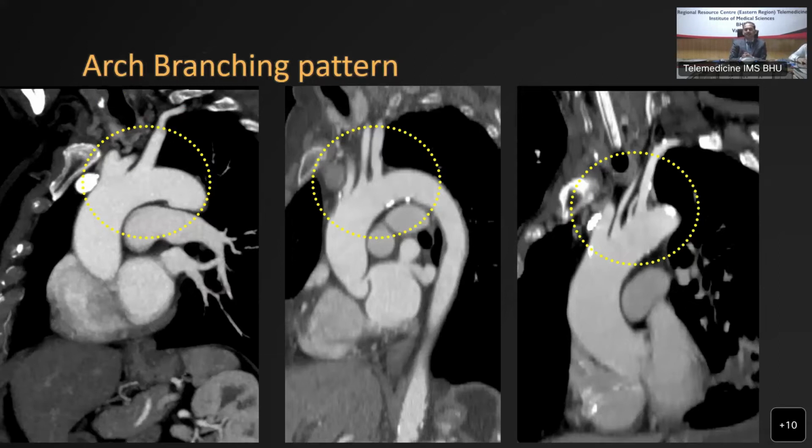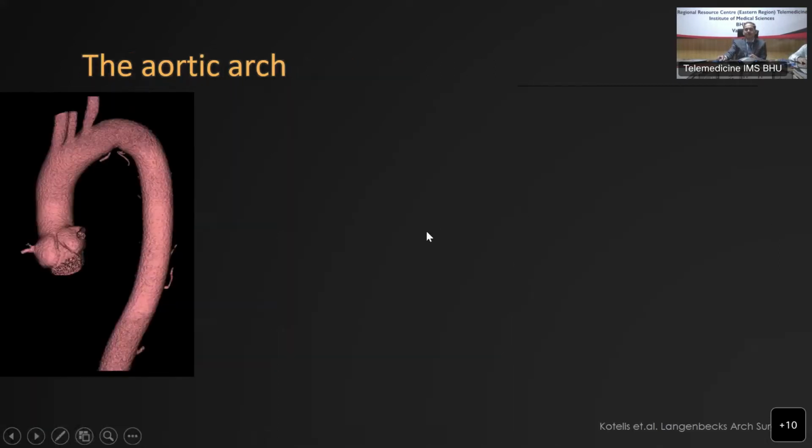We all describe aortic branching pattern as two vessel, which is shown on the image on your left. The middle one is a 3-vessel arch. This is a 4-vessel arch. But not everyone is aware of this type of classification of the aortic arch.